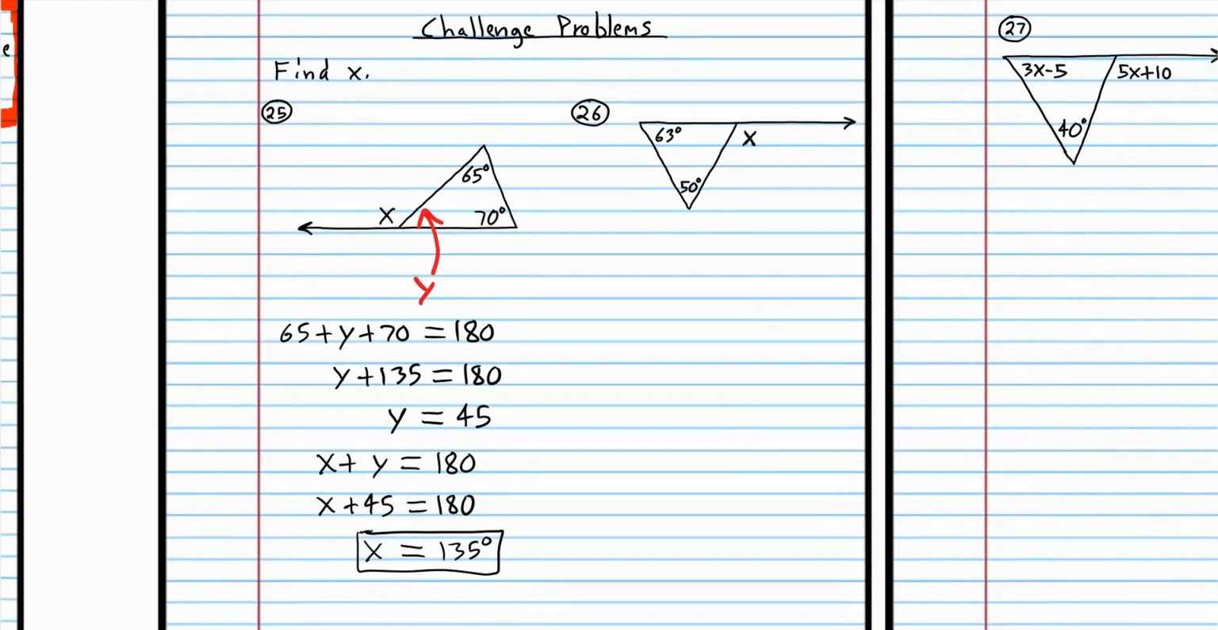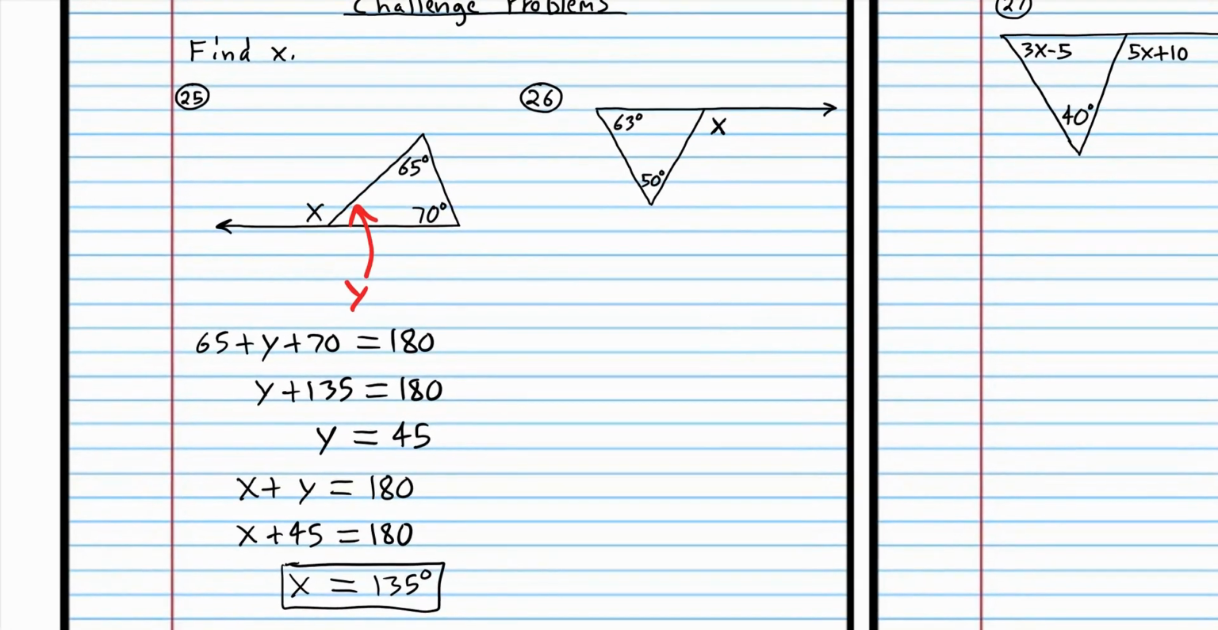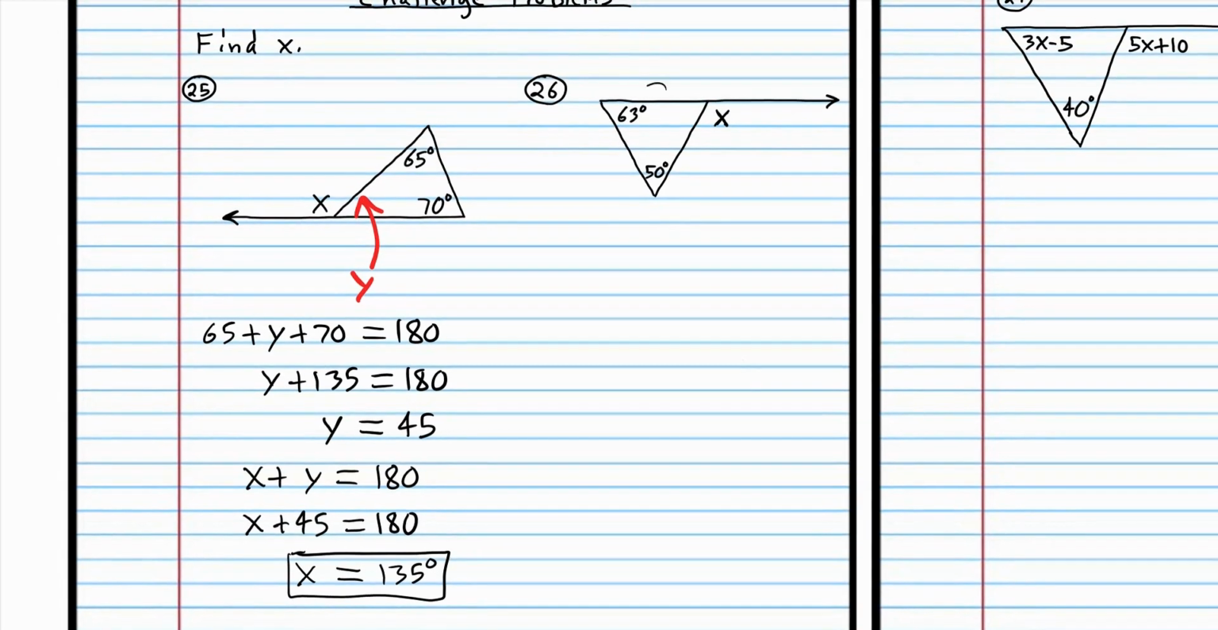All right, why don't you try number 26? Again, we have to find this angle first and use that angle to find this angle. So try 26. Remember, you've got to use the Triangle Sum Theorem to find this angle, and when you come back, we'll do it together.